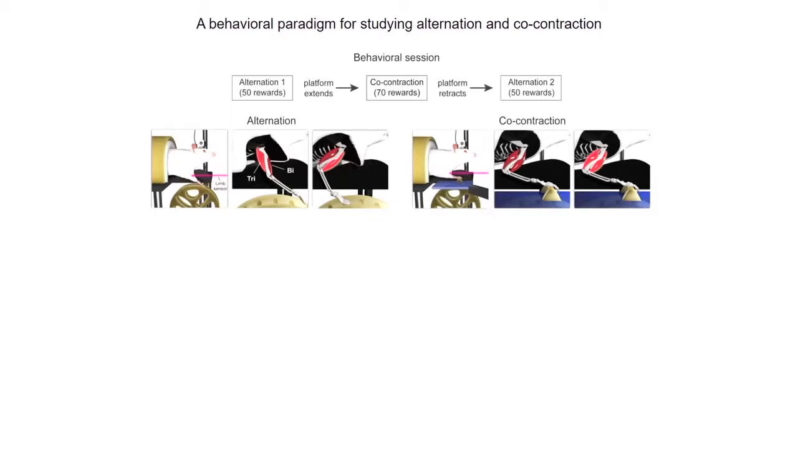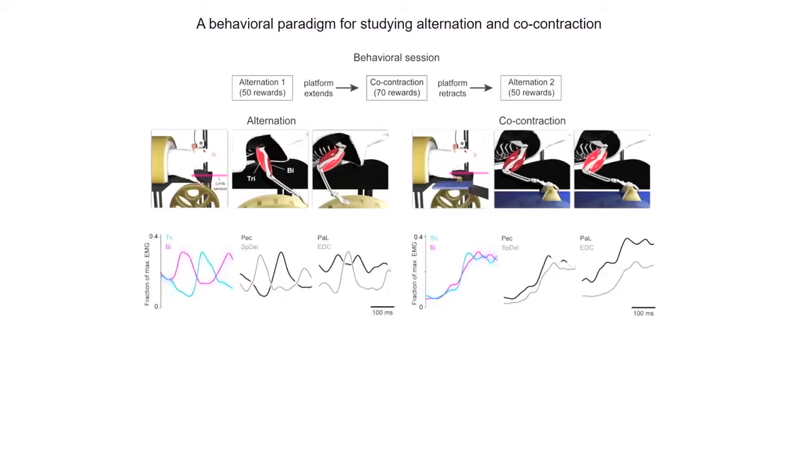And in each behavioral session, there's an epoch of the co-contraction behavior that's flanked by two separate alternation epochs to allow us to control for changes across time. Here you can see average muscle activity of the muscles that Claire records from in this behavioral paradigm, but our focus here is really on the biceps and the triceps that you see here in color.